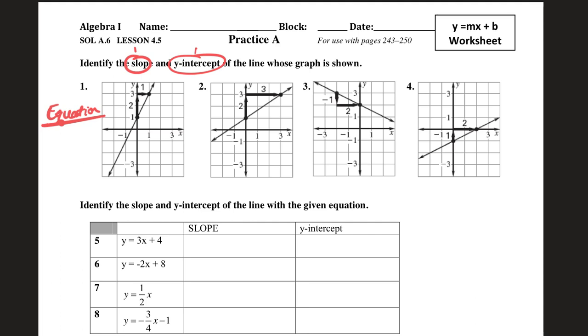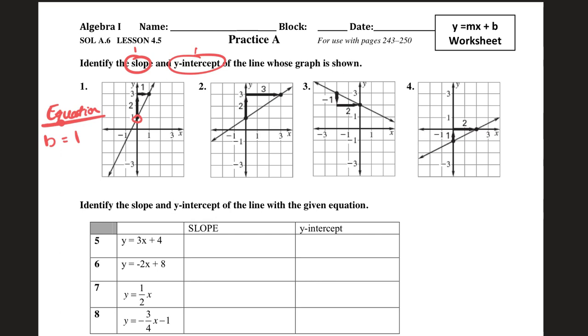Well, let's look. The y-intercept for this first one is just 1, right? That's where it crosses the y-axis. So the y-intercept, do y'all remember what variable stands for the y-intercept? It's b. So the y-intercept is 1.